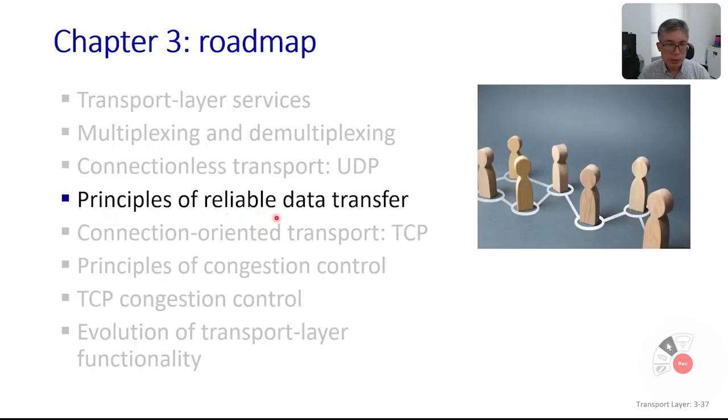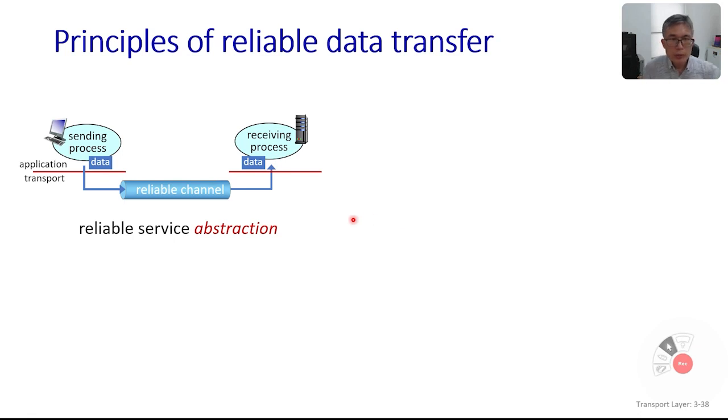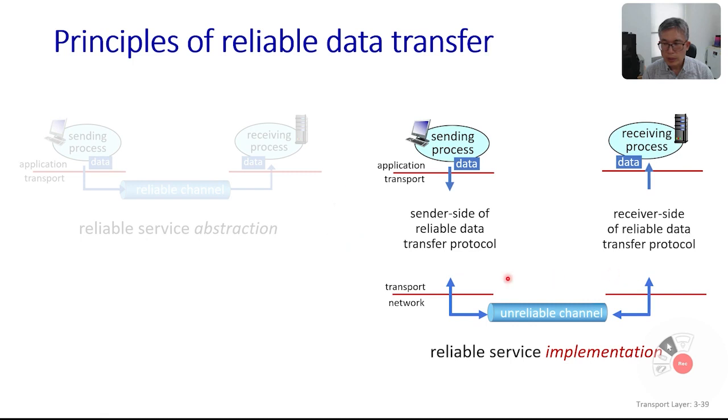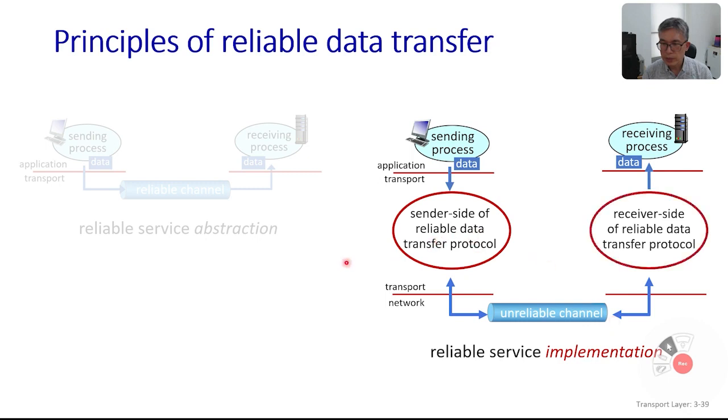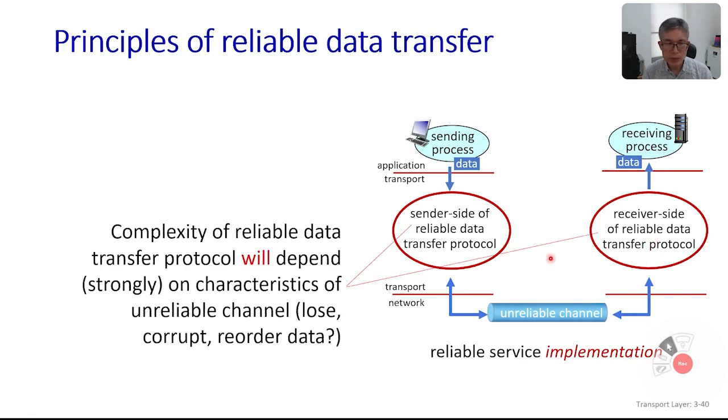So, principles of reliable data transfer. With a sender and receiver, if the channel is reliable, there is no problem. In reality, we have an unreliable channel, for example wireless. Bit flips or packet loss can happen, so this kind of unreliable channel should be handled by the sender-side reliable transfer protocol and the receiver-side reliable data transfer protocol. The complexity of a reliable transfer protocol will depend on the characteristics of the unreliable channel: loss, corruption, or reordering of packet data.